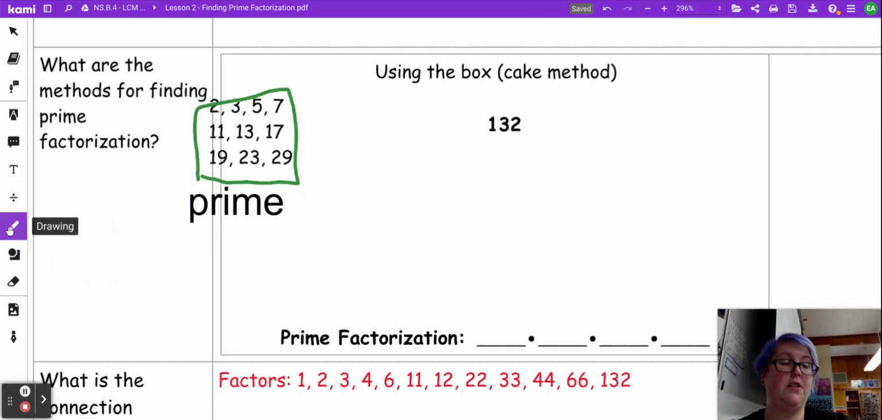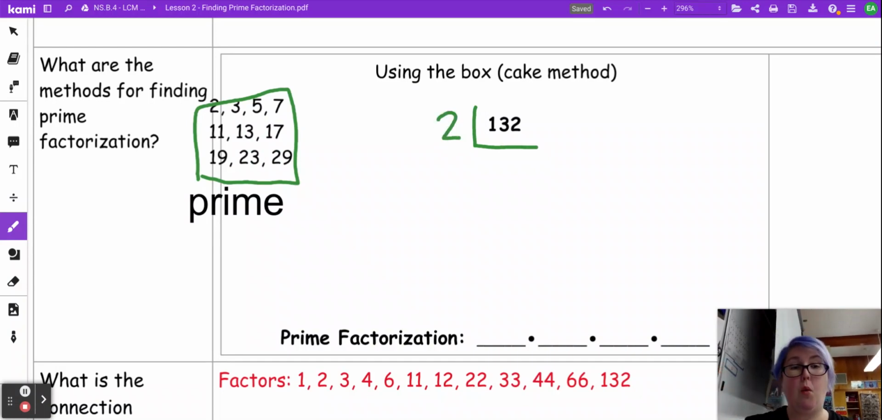So how in the heck do you use this to find prime factorization? Well, the box method: you draw a partial box around the number, and then on the outside, you write whatever you're going to divide it by. So 132 divided by 2, you write the product underneath. That is 66. Now, we look at these numbers. We check our prime number box. 2 is a prime number. So we're going to circle it to indicate it's done. We can't do anything else with it. We can't go any further.